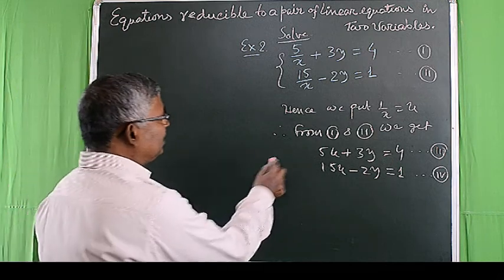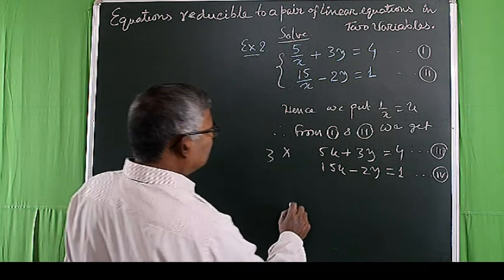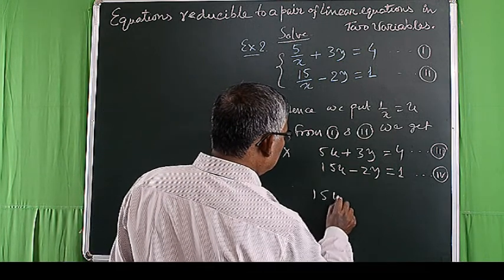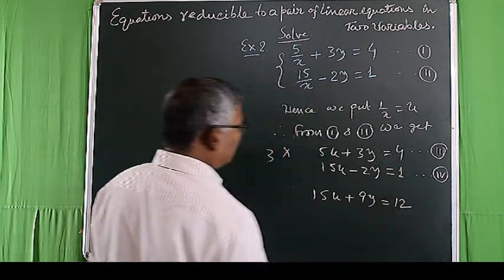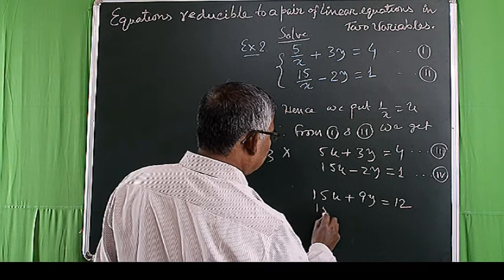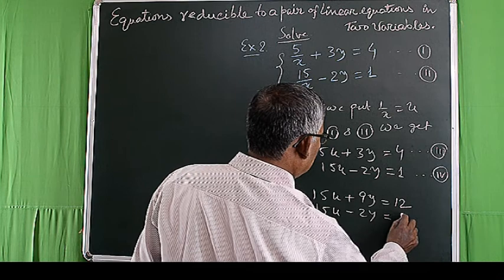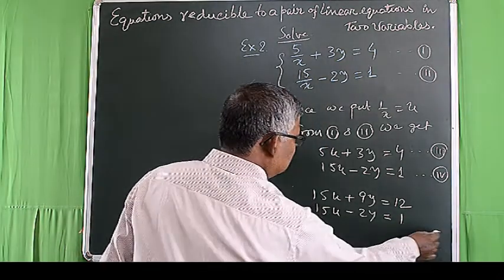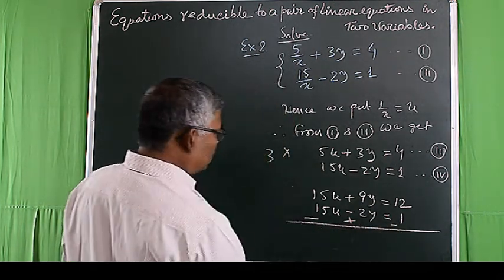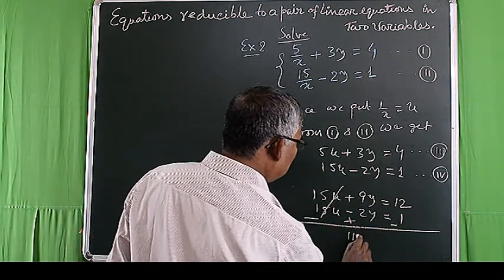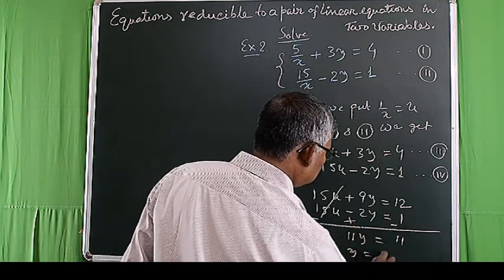Here we multiply the equation number 3 by 3. So we get 15u plus 9y equal to 12. Equation number 4 is 15u minus 2y equal to 1. Now let us subtract. So we get 11y equal to 11. Therefore y equal to 1.